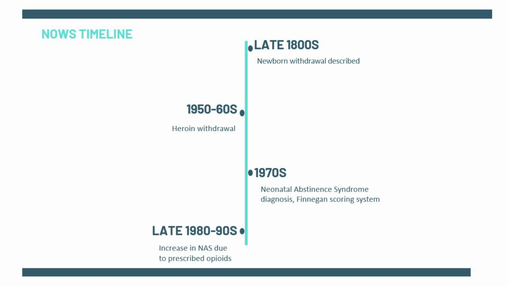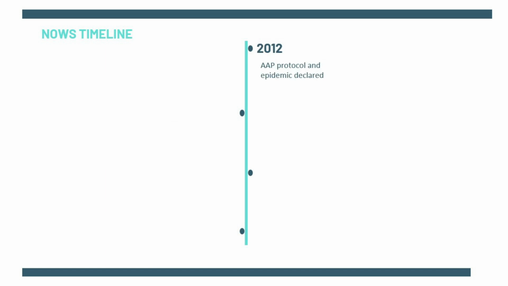The late 1980s, early 1990s is when a lot of the opioid prescribing practices were sort of out of control, and we had those pill mills and inappropriate prescribing, which led to a lot of opioid use disorder and in turn an increase in diagnosis of NAS. So the American Academy of Pediatrics came up with a protocol in 2012 to address the care for infants who were going through withdrawal, and that was also the same year that the NAS epidemic was declared.